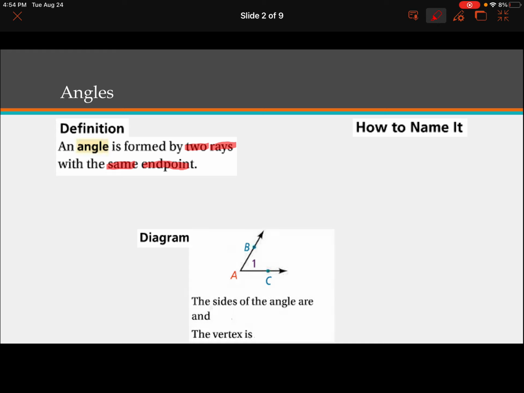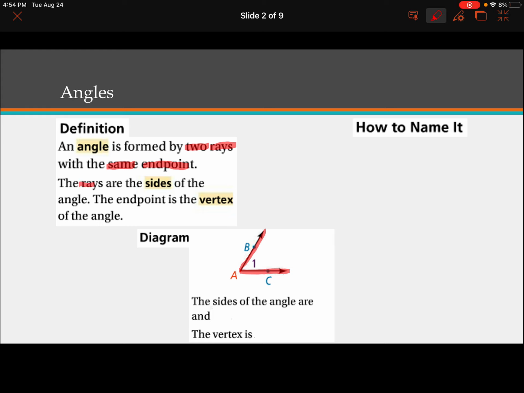Look at that picture right there. These two rays, one that goes up like that, ray AB, and one that goes off to the side this way, ray AC, are the two rays that form this angle. Those rays that we just marked are the sides of the angle, and the endpoint is what we call the vertex of the angle. So in this diagram, the two sides would be ray AB and ray AC. The vertex is that endpoint that they have in common. That would be the point A.